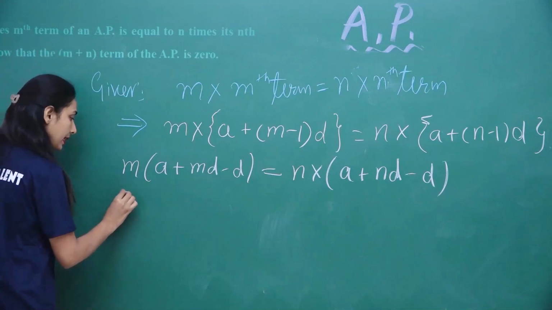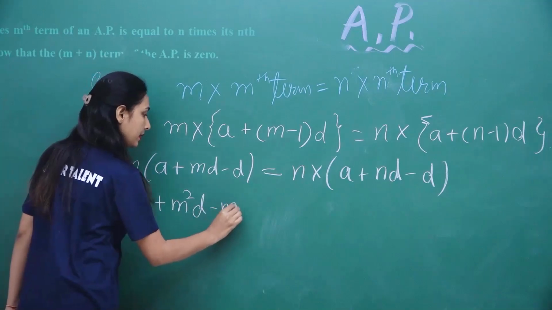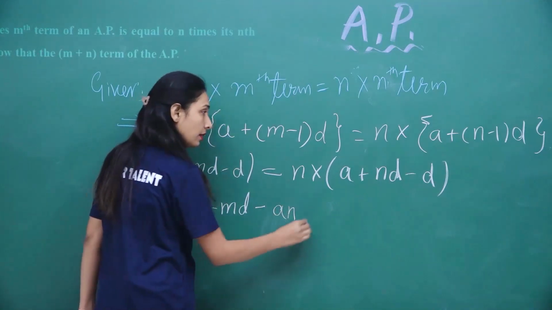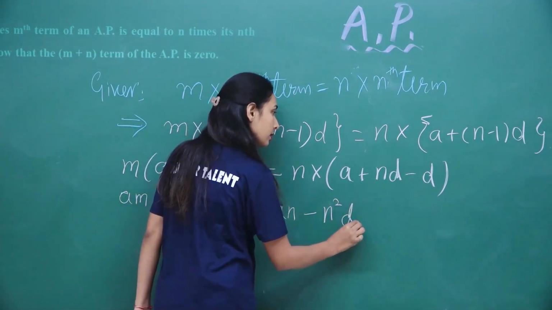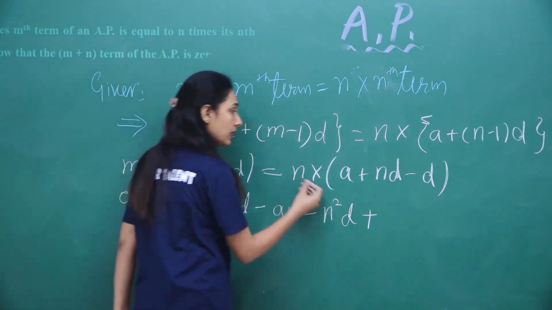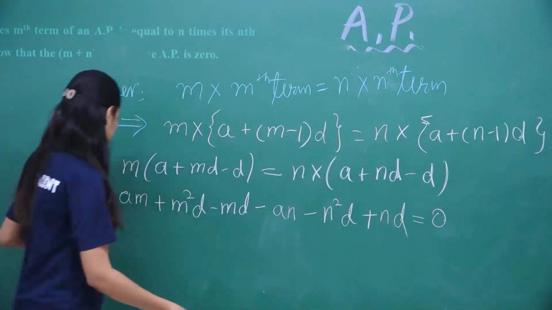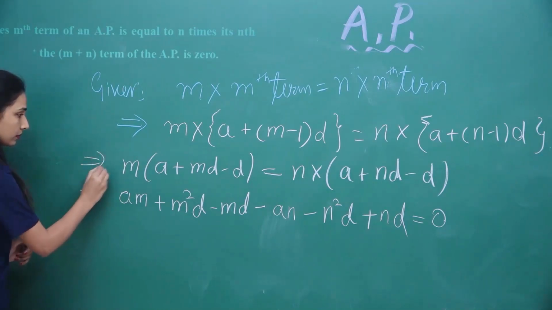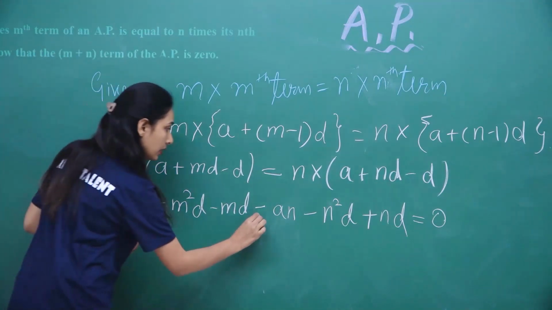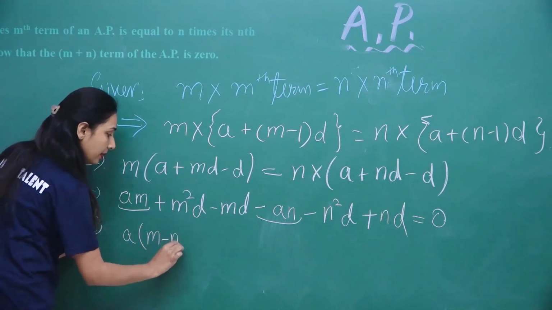Now that will be am plus m square d minus md equals an plus n square d minus nd. Now transpose this complete term here. That will be am minus an, plus m square d minus n square d, and then this term will be transposed here, so minus md plus nd, equals 0. Now we can take these two terms, a common, m minus n remaining.